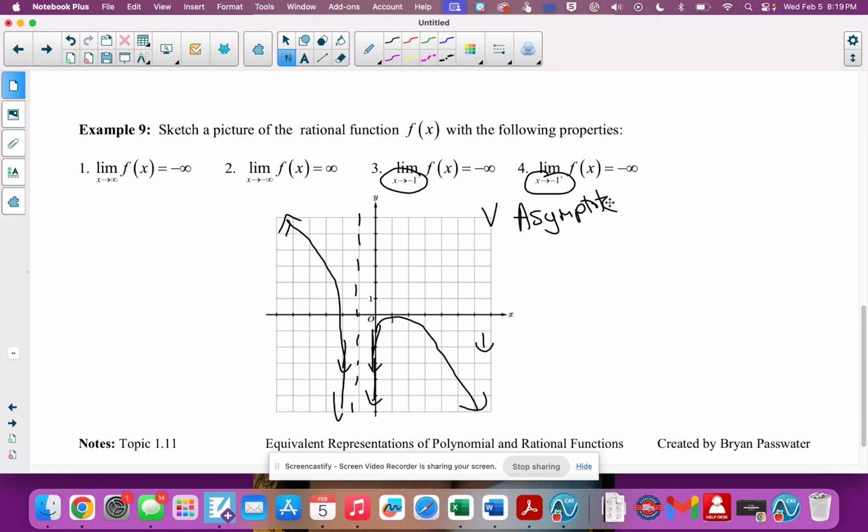Okay, that is it for section 11, part 1.